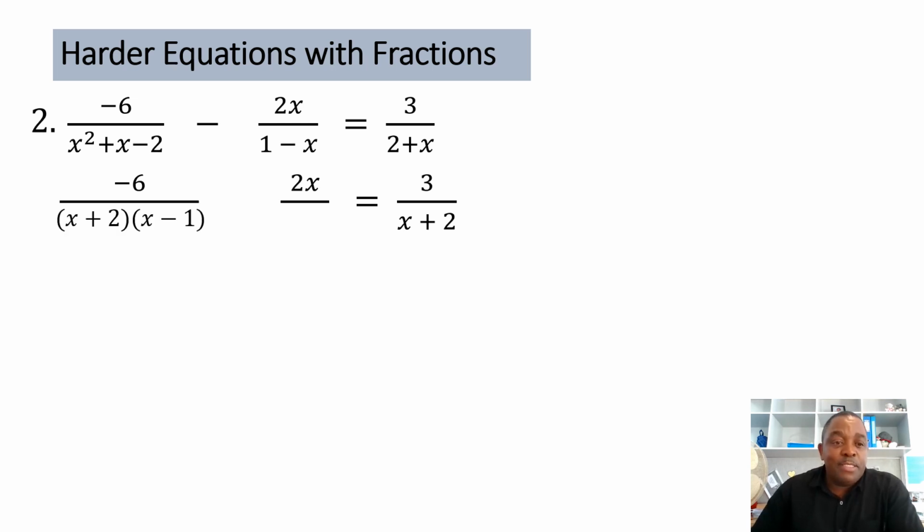But look at what happens in the first fraction. Proper factorization there. But the trick in the second fraction is this. We notice in our first fraction that we've got x minus 1, so we don't want 1 minus x.